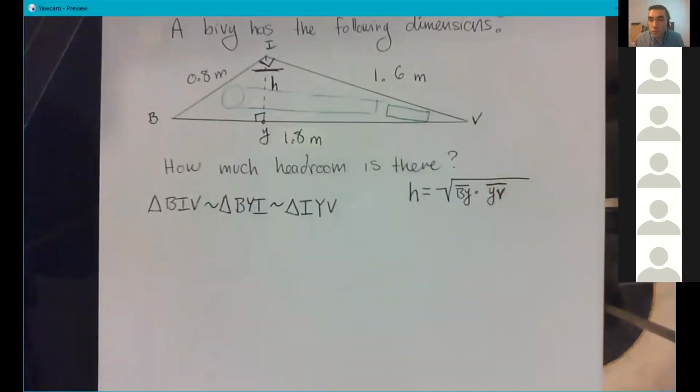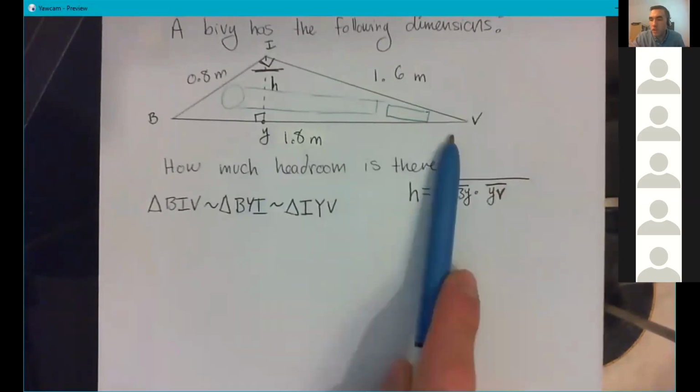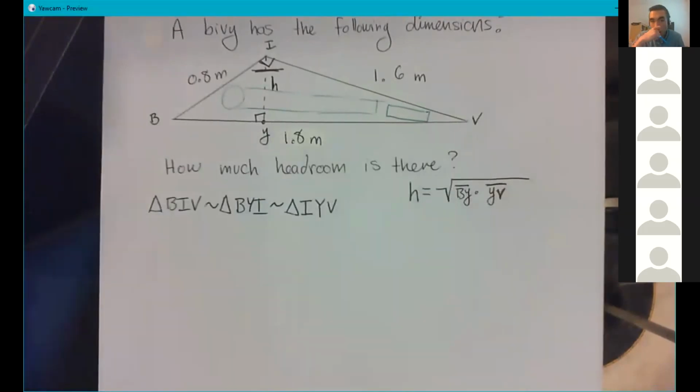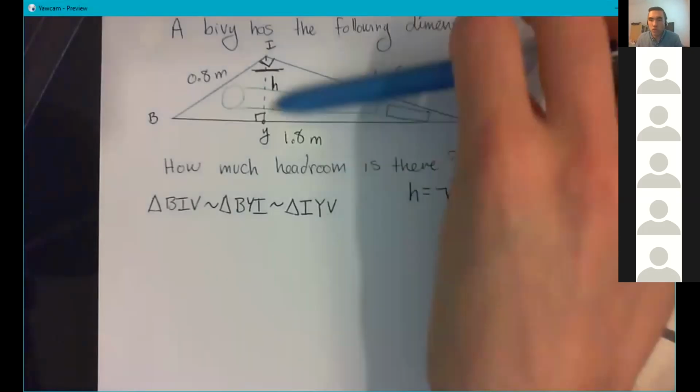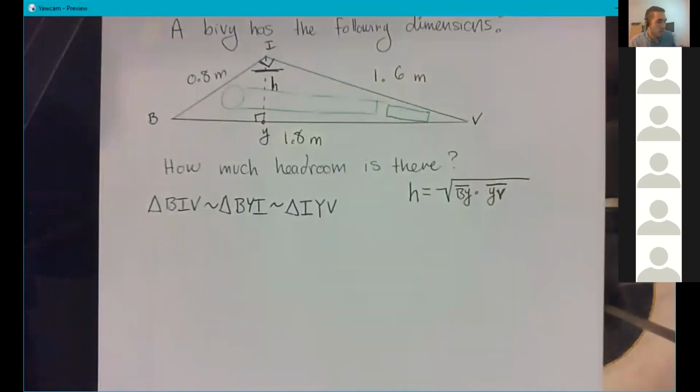So now we can set up some ratios and use the lengths that we were given in order to solve for YV and for BY. After we do that, the rest is just using the geometric mean in order to figure out how much head space we're going to have when we try to go to sleep inside of this bivy. Also, if you're at home, just say bivy. It's a great fun word to say that we don't get to use very often.